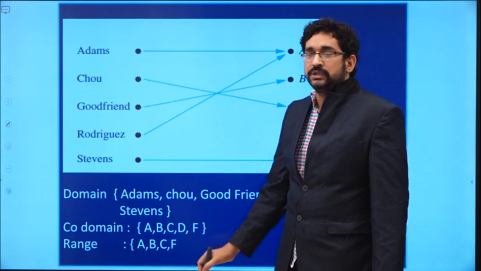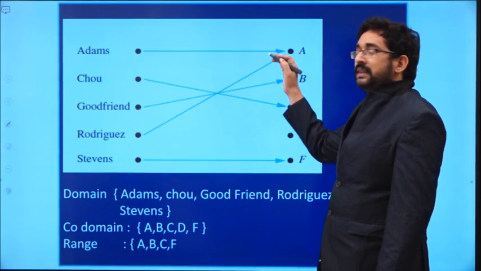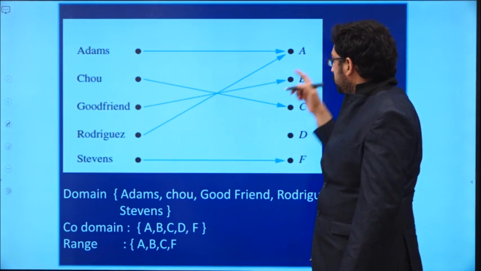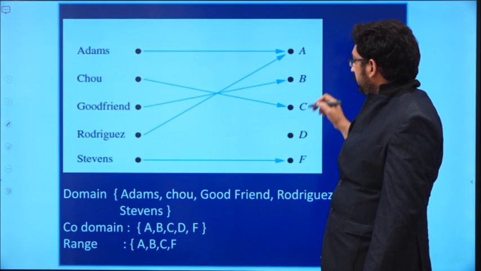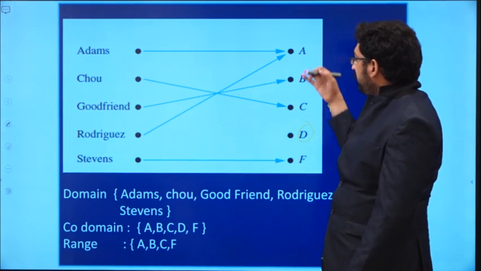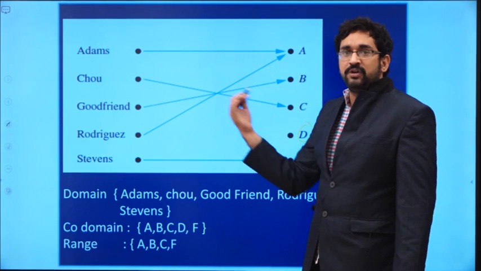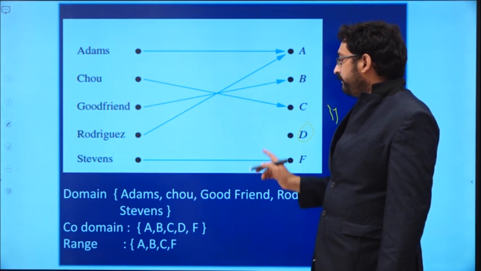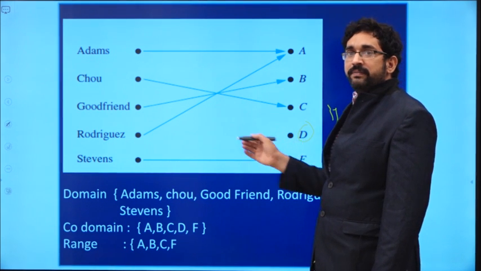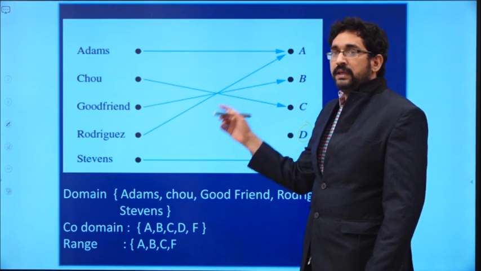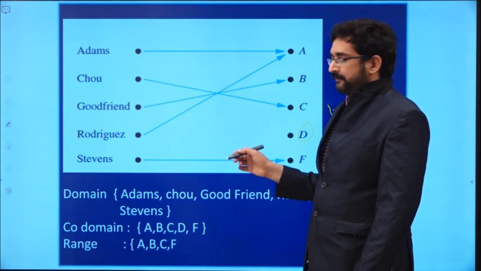Next, what is the range? Range means all the elements in the codomain which have mappings from the domain. Out of A, B, C, D, F, D does not have any mapping from the domain. All remaining elements have mappings from the domain. So the range will be A, B, C, F only, because D doesn't have a mapping from the domain. That's why for this example, the range will be A, B, C and F.